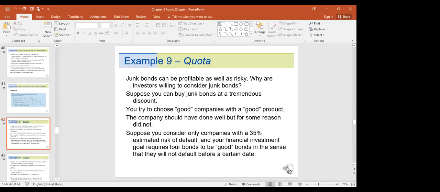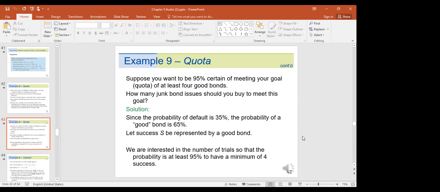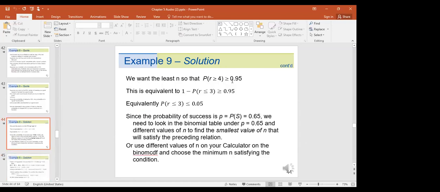And your financial investment goal requires 4 bonds to be good, in the sense that they will not default before a certain date. Suppose you want to be 95% certain of meeting your goal. How many junk bond issues should you buy to meet this goal? Actually, we are trying to find the number of bonds that you should buy to be 95% confident that at least 4 of them will not default. If they have a 35% rate of default, the probability that they will not default will be 65%. So we will now say that we want the number of successes R to be greater than or equal to 4 at 95%. That is what we had on the whiteboard.